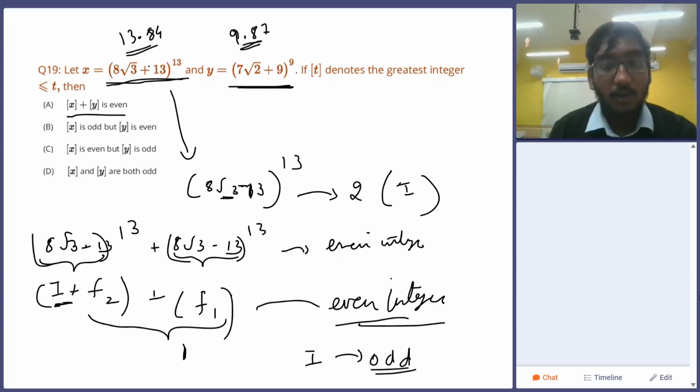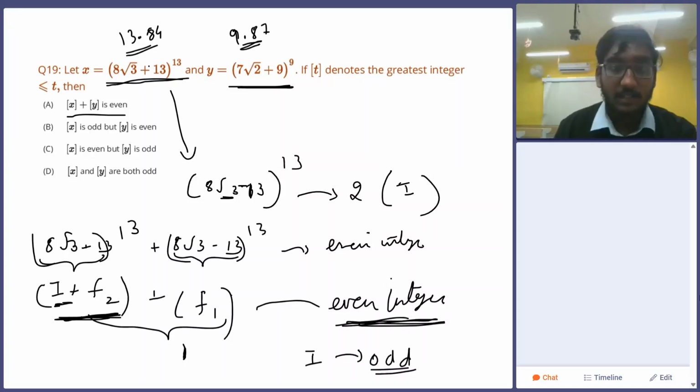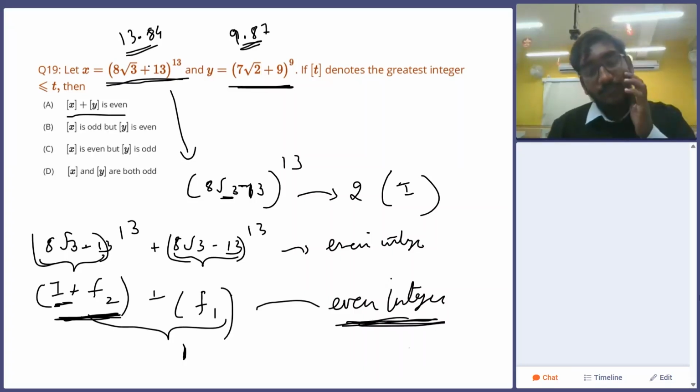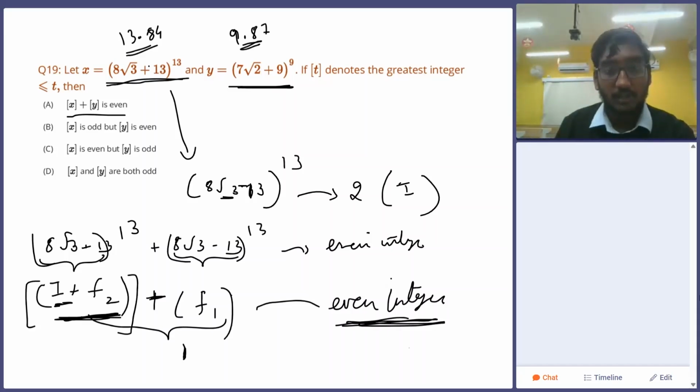So what we want in the question is the integral part of this alone. What will be the integral part of this? It will be the same as I only. The integral part of this particular value will be the same as I. And what is I? In case this is an even integer, correct? The sum is an even integer, that is also very clear. But what we want is only the integral part of this particular fraction.